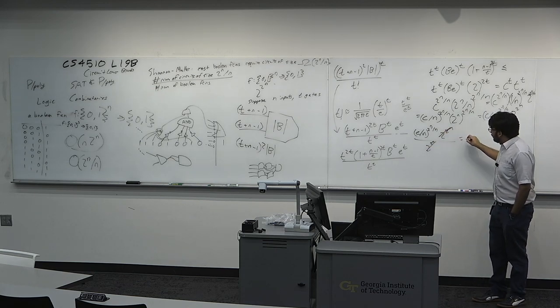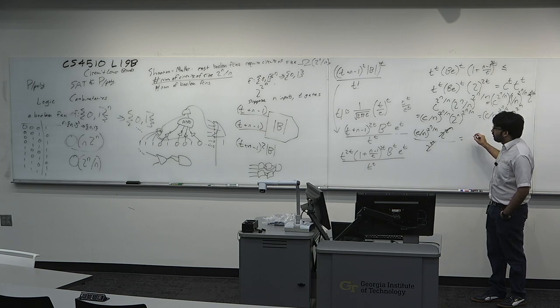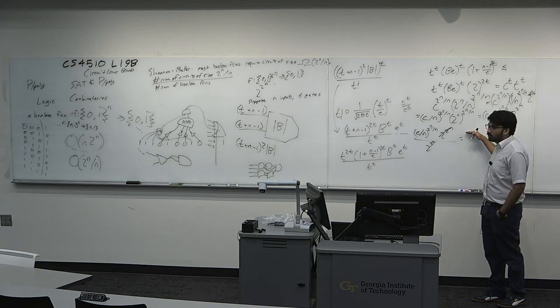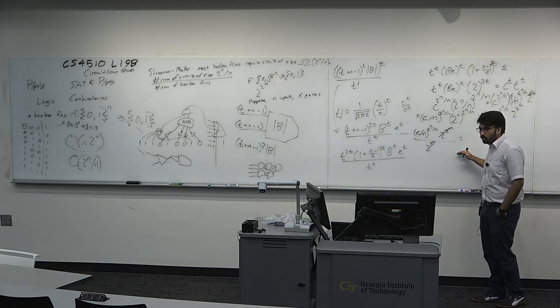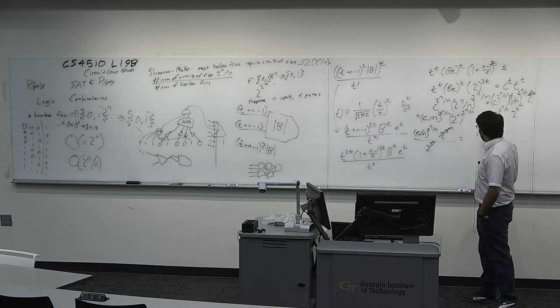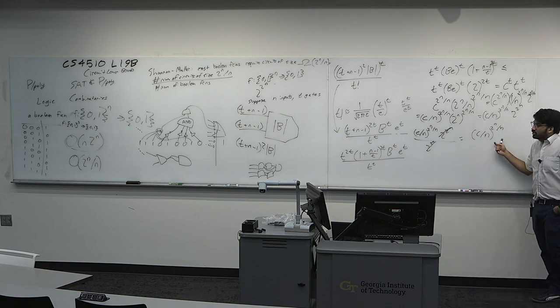Acting surprised. And then that gives us just that the ratio of the number of circuits of size 2 to the n over n and the number of total Boolean functions is going to be c over n to the 2 to the n over n. So this is the ratio.